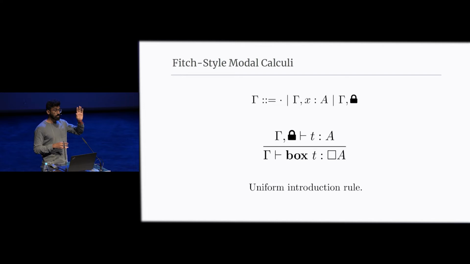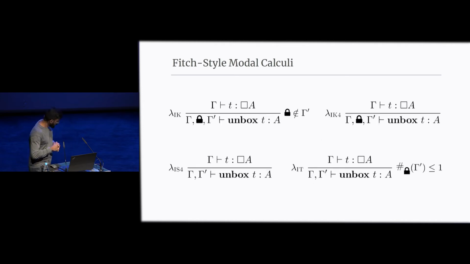It says if you have a context with a lock in it, and this is a term of type A, you can construct a term of type box A by removing the lock from the context, right? So what's different about these systems, of course, is the elimination rule. So the four systems have four different elimination rules, and each of them has a different shape, so this is where the lock really comes into play.